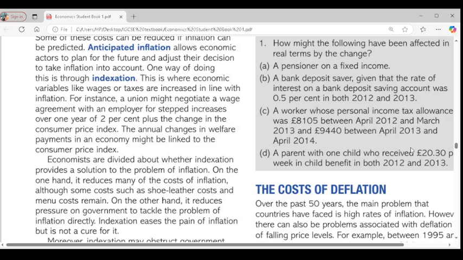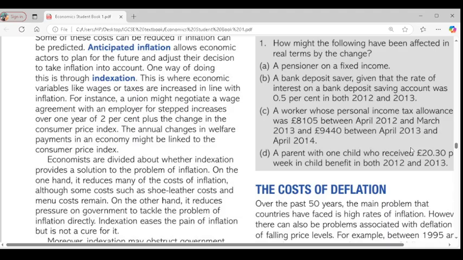Yes. But the problem with indexation again is that it obstructs government attempts to reduce inflation. How? If the government has planned to reduce or increase taxes to adjust a high rate of inflation, it means firms will have to pay more to workers because wages have to increase. It's indexation, right? With indexation, we are adjusting wages or taxes so that they go in line with the inflation rate, right?